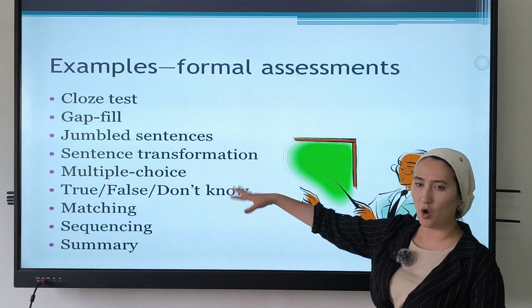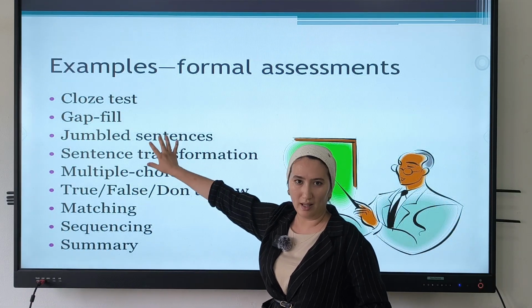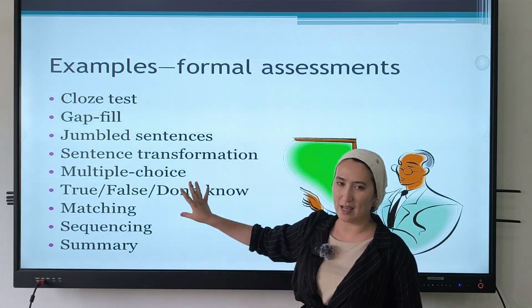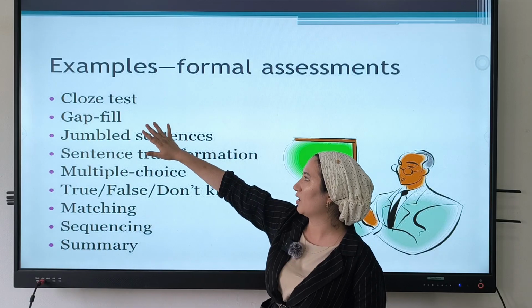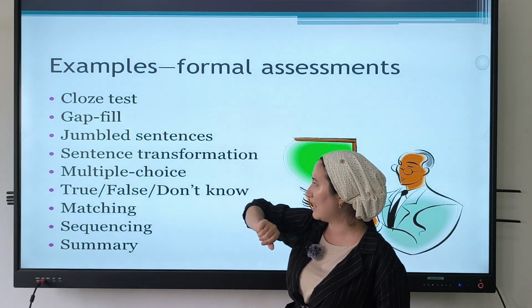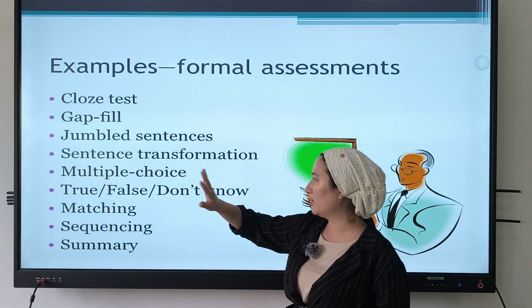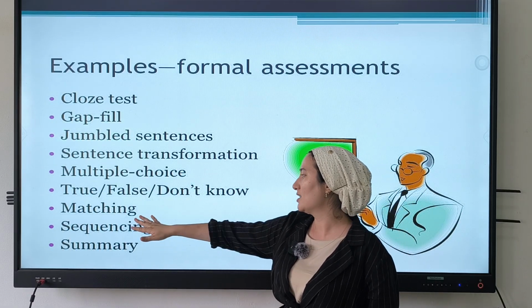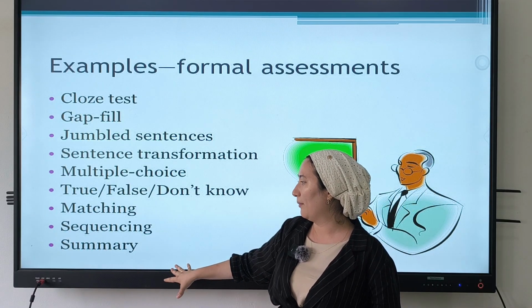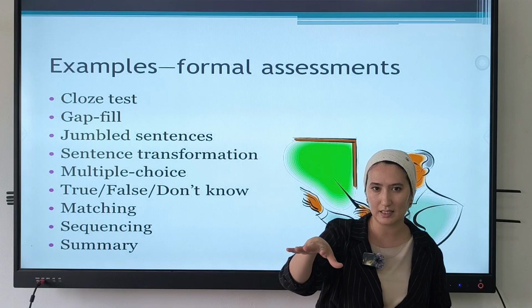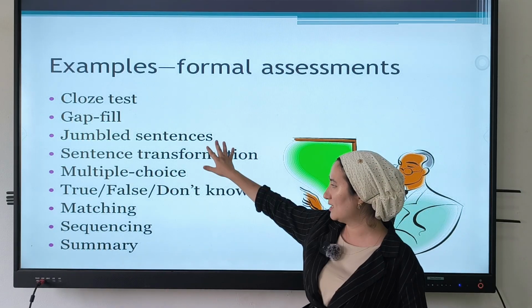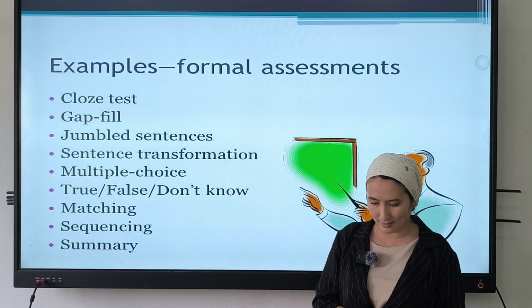Here are examples of formal assessment types. Our topic is about assessment activities. Here are different types of assessment activities from the closed test to the summary. Closed test, gap filling activities, jumbled sentence, sentence transformation, multiple choice, true, false, don't know, matching, sequencing, and summary. They are all assessment activities. You just conduct these activities during the lesson. Your students do these kinds of activities and then you assess them based on their performance.